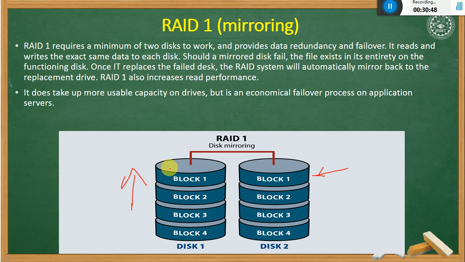RAID 1 is known as mirroring, where we have the same data on disk 2. So in that we have two disks, and the same data of disk 1 is available on disk 2. So that is RAID 1. Advantages: it is easy to implement, easy to understand. A duplicate copy is available. If a single disk fails, we have a second disk. What are the disadvantages? Redundancy of data. The same data is written multiple times.